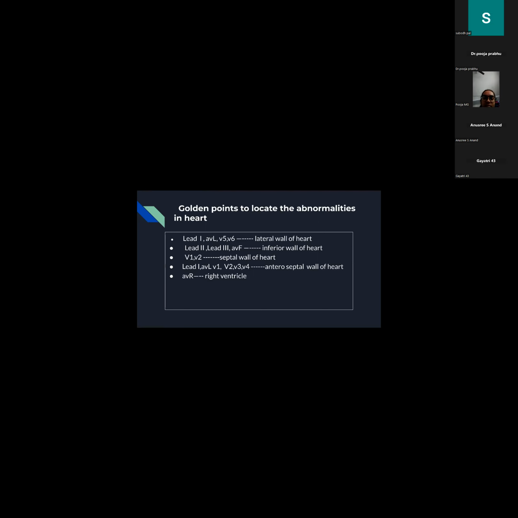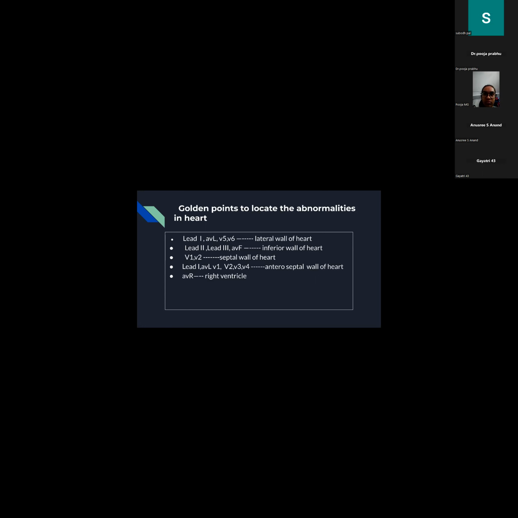Now, what does right axis deviation indicate? It indicates pulmonary hypertension or right bundle branch block or right ventricular hypertrophy or right anterior fascicular block. What are all these pathologies? I'll be explaining in further lectures. Just remember what right axis deviation indicates.